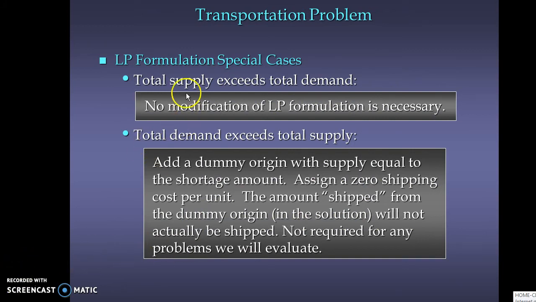Now, I also want to identify that there are often certain special cases where we have to make some configuration changes, but we're not going to actually do some of these for the sake of the problems we're going to evaluate. Sometimes total supply exceeds total demand, and that's okay. Other cases, demand might exceed supply. In that case, we would have to add a dummy origin equal to that shortage amount and have a zero shipping cost and so on and so forth. We're not going to do this for any of the problems we're going to evaluate.